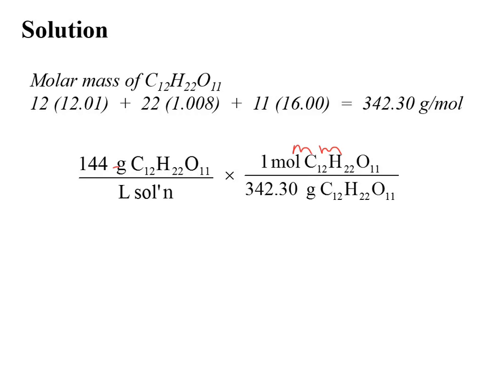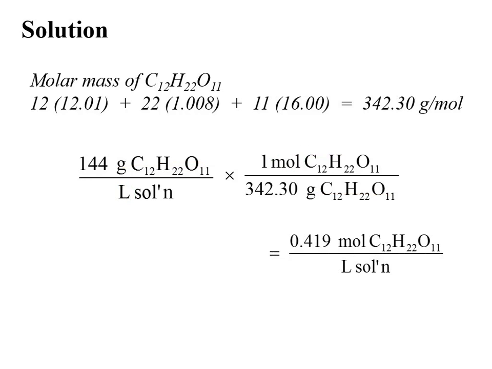And doing it this way, now our grams will cancel, and we'll be left with units of moles per liter. And that's what molarity is. That was our goal, moles per liter. Looks like we're stuck with 3 sig figs. I got 0.419 rounded to 3 sig figs. 0.419 moles sucrose per 1 liter of solution.